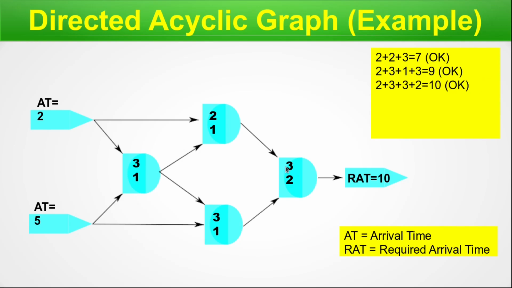Next we have 2 plus 3 plus 3 plus 2. So this is equal to 10, and this is also okay because it meets the RAT. The next one is 5 plus 1 plus 1 plus 3. This path is not okay. The next one is 5 plus 1 plus 2, which is equal to 8, and this path is okay.